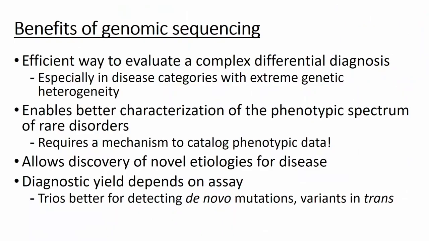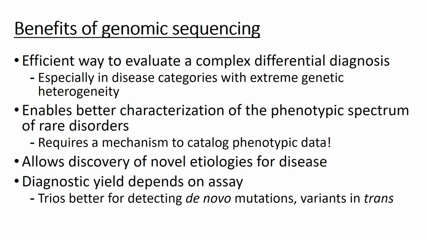So what are some of the benefits of genomic sequencing in this context? So clearly for conditions in which there's a great deal of genetic heterogeneity, intellectual disability being a great example, with hundreds, potentially thousands of different genes may play a role in that condition. Certainly, by doing genomic sequencing in patients with rare disorders, we can better characterize the phenotypic spectrum of those conditions.